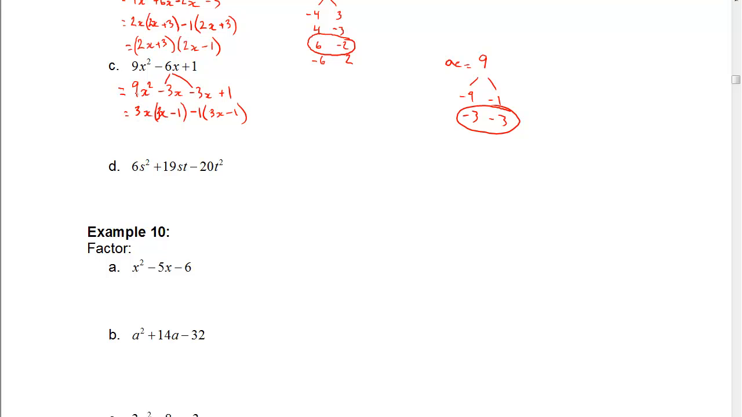When you take the 3 out, you get 3. So 3x minus 1, 3x minus 1 are the same. So 3x minus 1 is the bracket, and what's left over is also 3x minus 1.